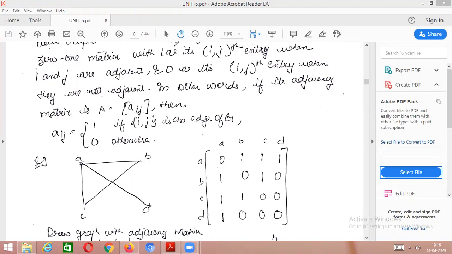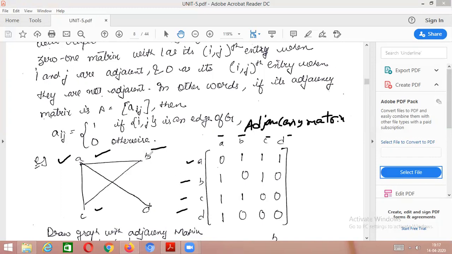If there is no edge between two vertices, you write it as 0. To understand this clearly, we'll look at one graph. For this graph, we are going to write the adjacency matrix. So what is an adjacency matrix? I said an adjacency matrix is vertices with respect to vertices only. So what are the vertices here? A, B, C, D. So here also with respect to A, B, C, D.